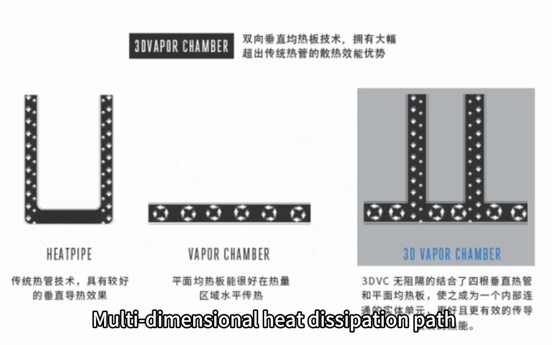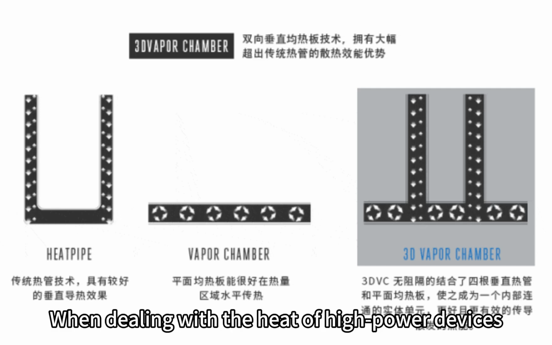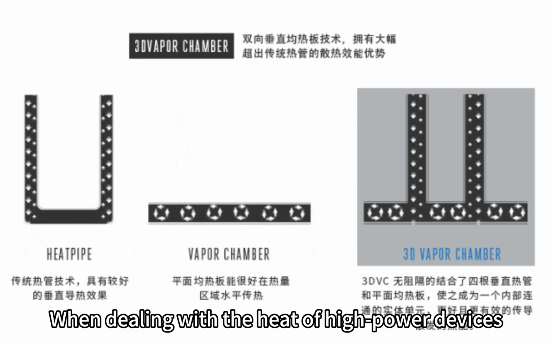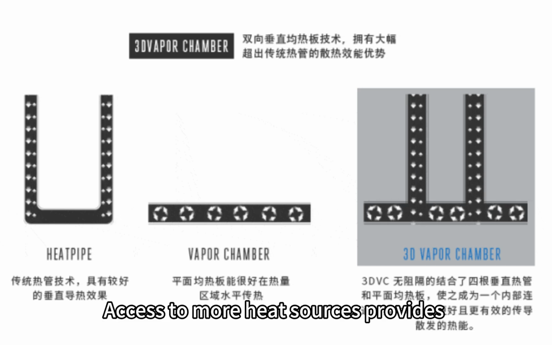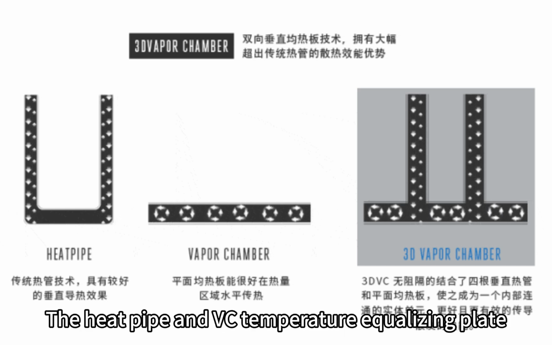The multi-dimensional heat dissipation path makes the 3D-VC heat sink, when dealing with the heat of high-power devices, able to access more heat sources and provides more heat dissipation paths, combining the heat pipe and the VC temperature equalizing plate.